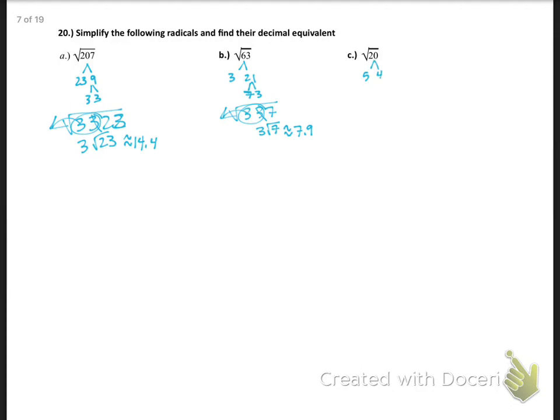Okay, 5 and 4, 2 and 2. So if I put them all in, 2, 2, 2, 5. Pair them up, 1 escapes, 1 dies. So 2 root 5, which is equivalent to 4.5.